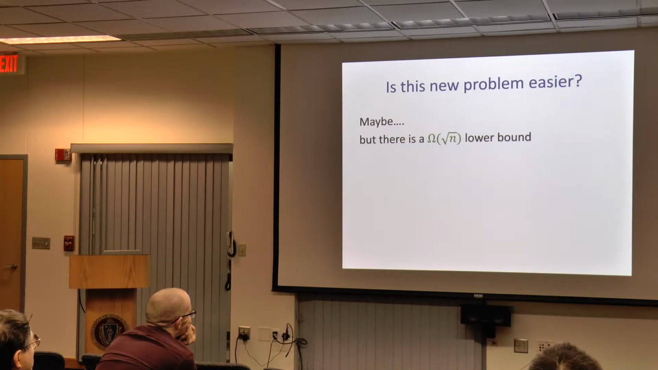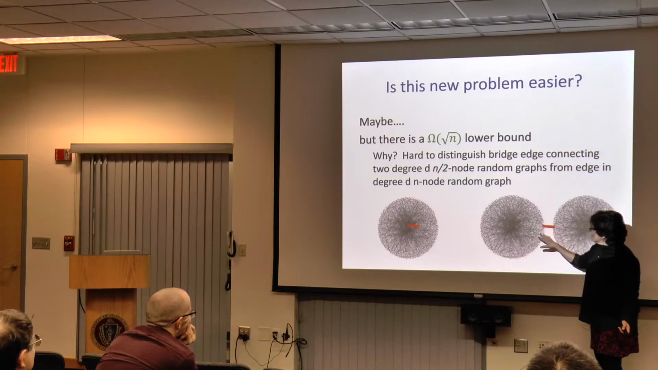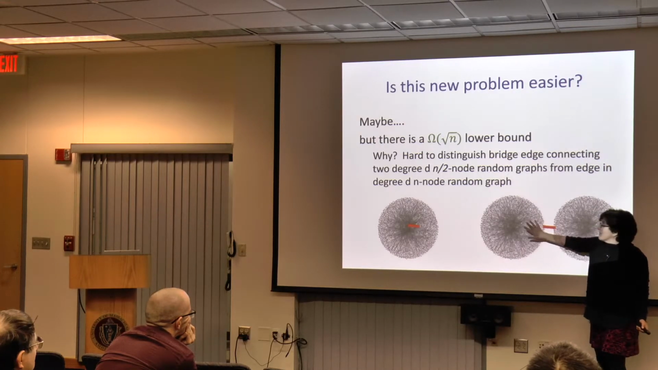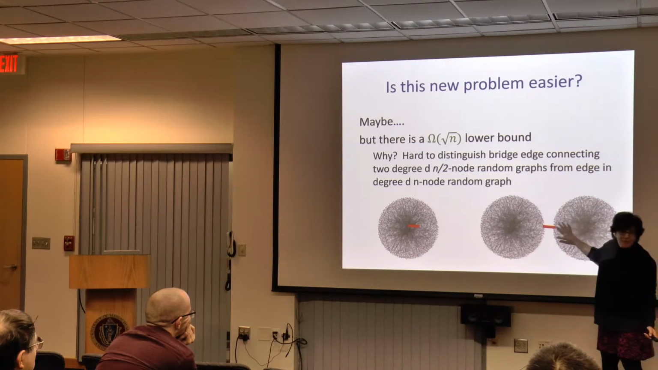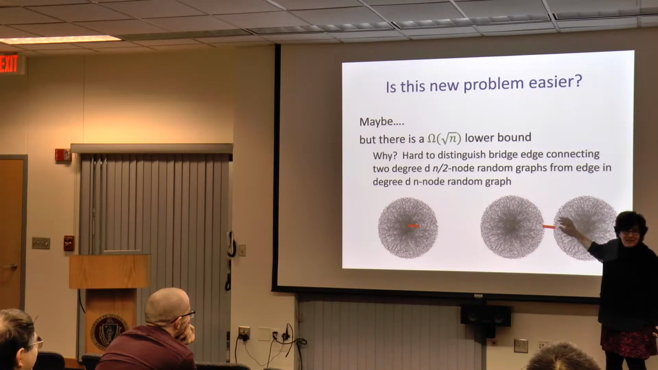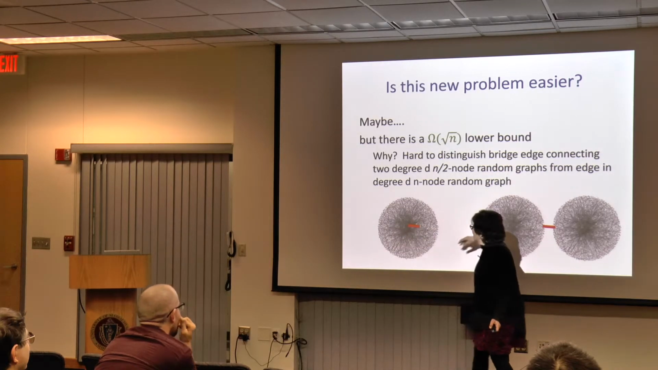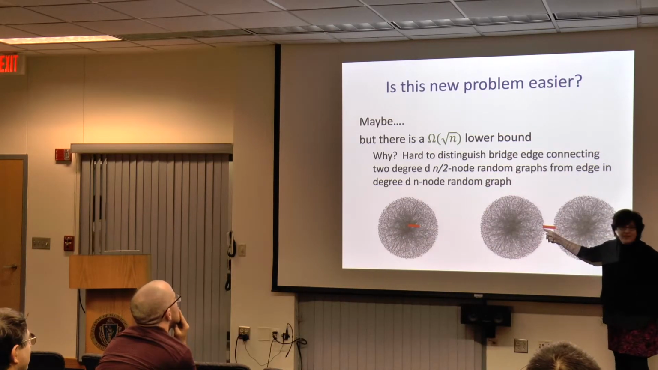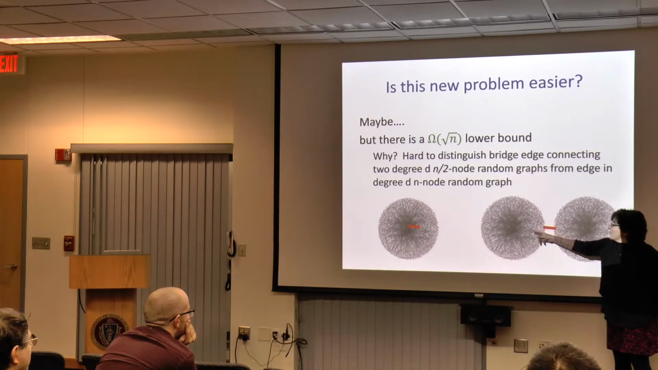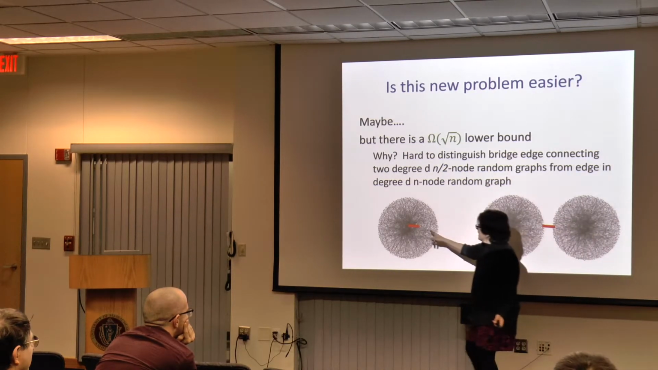Well, there's an omega square root n lower bound, and that's because in this graph, this guy better say yes. So if these are two degree d n-node random graphs, each just a random graph of degree d, and if I stuck in this edge between these two guys, this guy has to say yes. But I can't tell the difference between being this edge or being an edge in here.